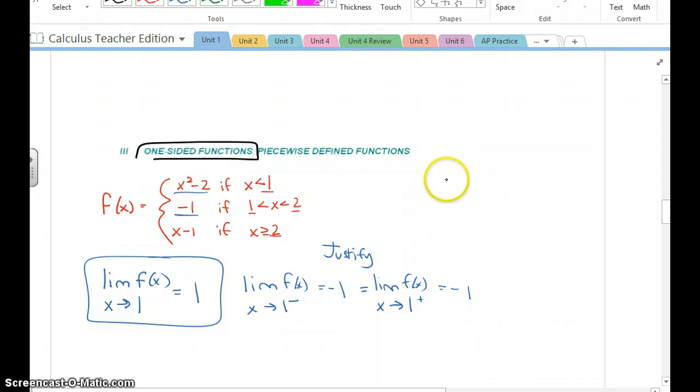If I were to ask you what's the limit of f of x as x approaches 0, I'm just going to plug in 0 where it fits, which is x is less than 1, right? And that's just going to be equal to -2.